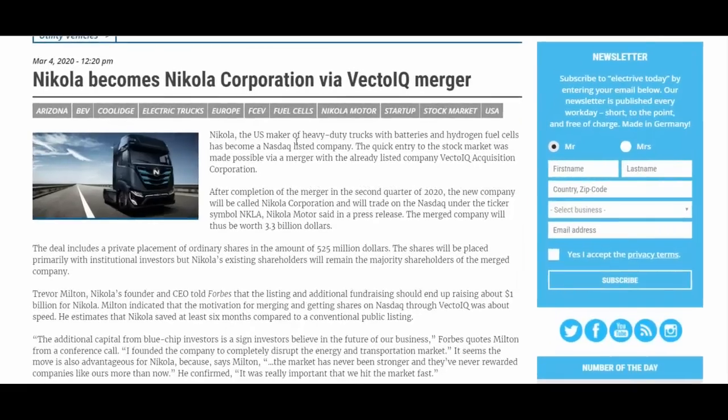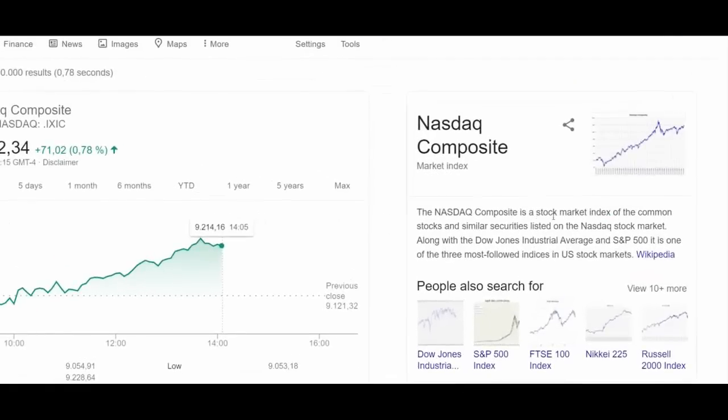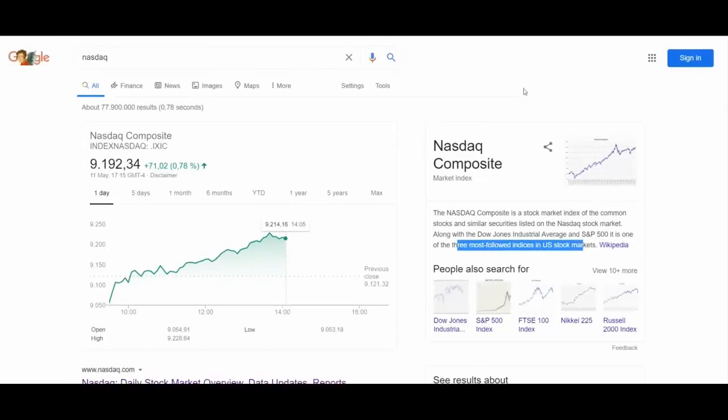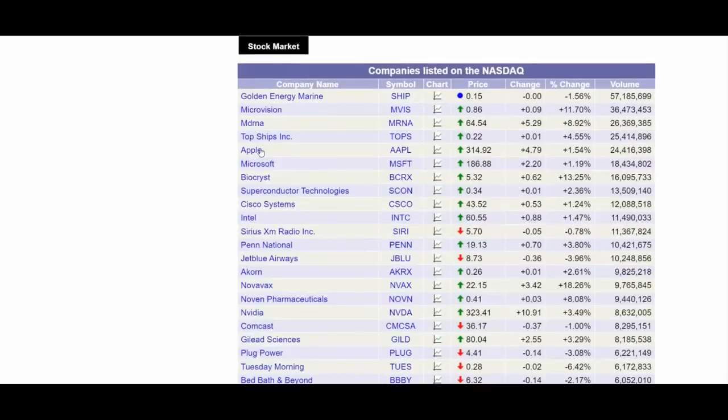So Nikola, the US maker of heavy-duty trucks, which we already saw with batteries and hydrogen fuel cells, has become a Nasdaq-listed company. Now, what does that mean? That it was not a publicly traded company before. For those of you who don't know what Nasdaq is, Nasdaq is a stock market index which, along with the Dow Jones Industrial Average and S&P 500, is one of the three most followed indices in US stock markets. These are some of the companies listed on Nasdaq, like Apple, Microsoft, Nvidia, and so on.